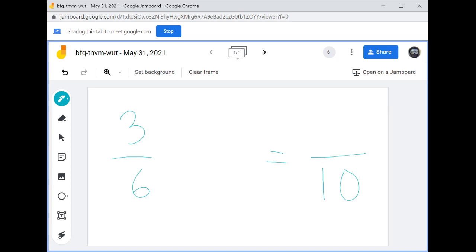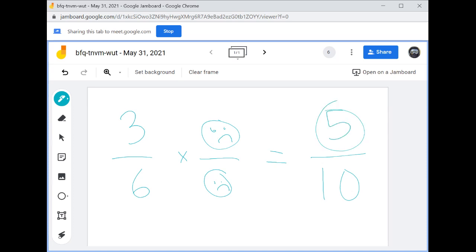But if you were to try to find an equivalent fraction for it, it could be difficult because the number you'd have to times 6 by would be some weird decimal number, and that would be confusing. So I'm going to put a little sad face here because that would make me sad if I had to figure out what the equivalent fraction is. So we know it's 5, but there's got to be an easier way to find this 5. How do we do this?